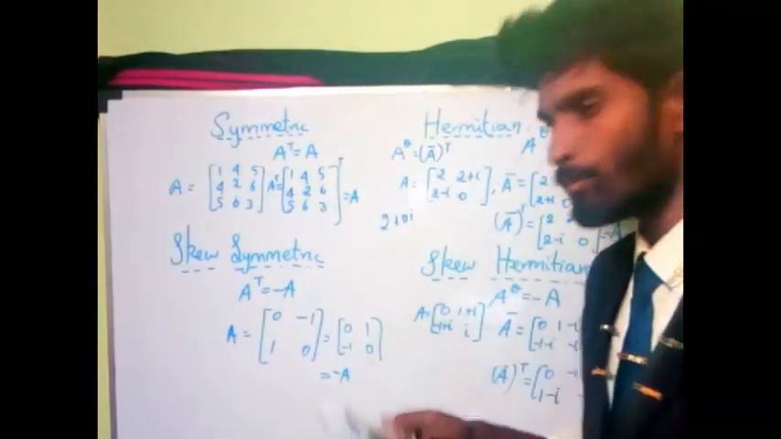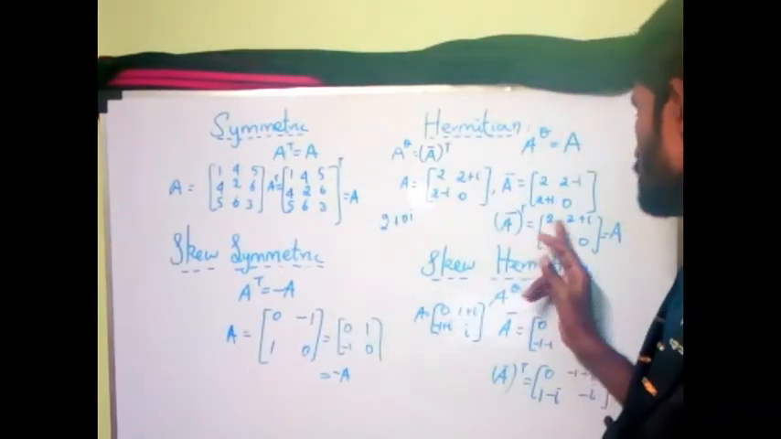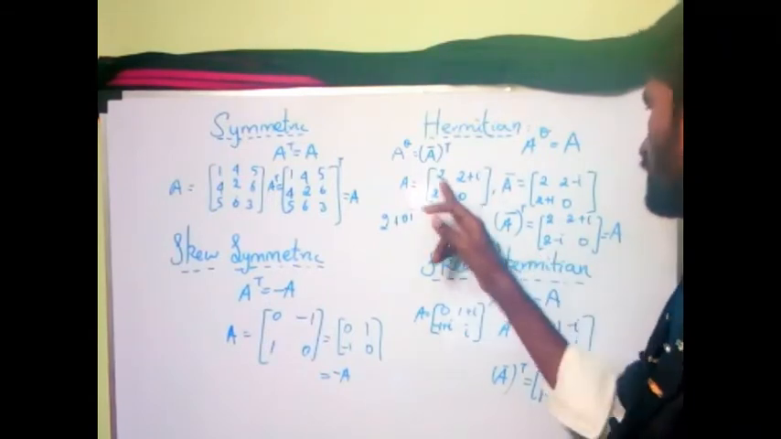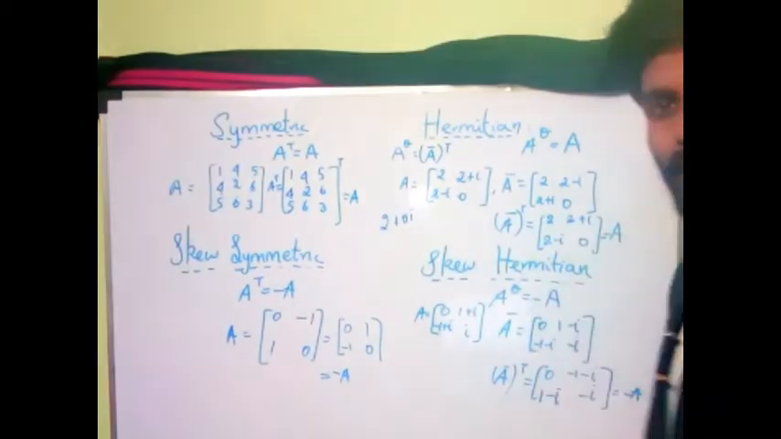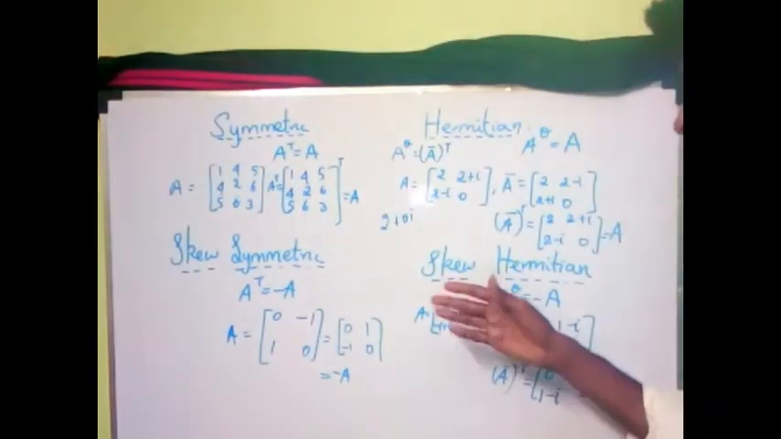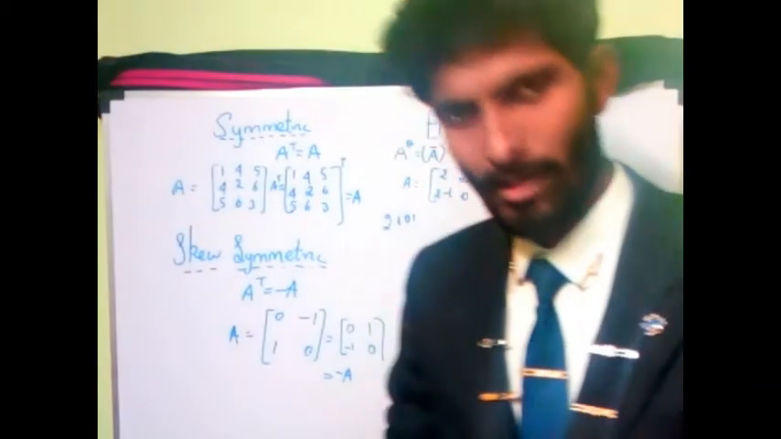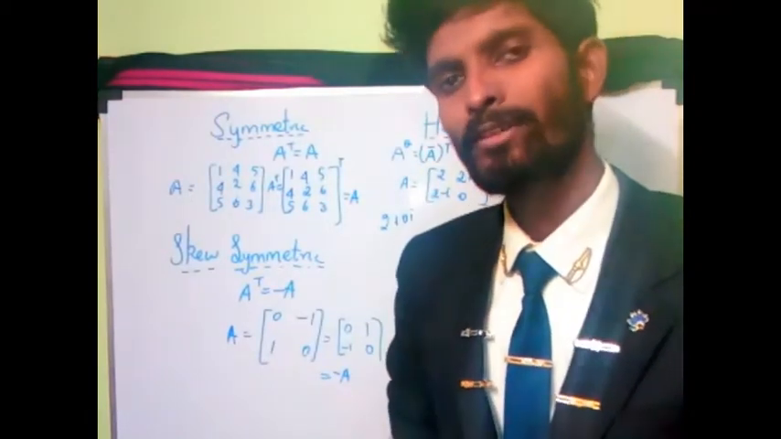Now I make a transpose of the A bar. That means 2 plus i, 2 minus i, 0, the same as A, is it right? And finally we got the matrix A. This is the thing about Hermitian. And now we go for the skew Hermitian.